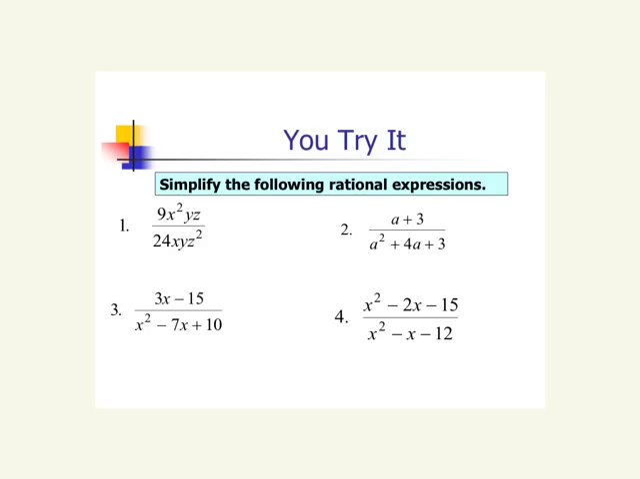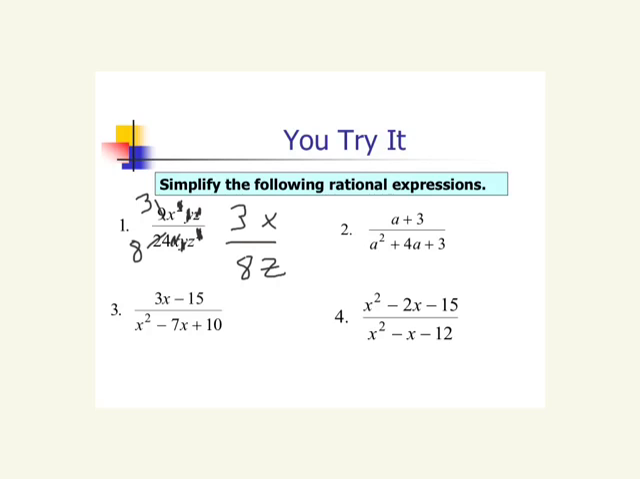The 9 and 24 have a common factor of 3, so 9 divides by 3 3 times, and 24 divides by 3 8 times. This x in the denominator divides out with one of the x's in the numerator. The y's divide out, and this z in the numerator would divide out with one of the z's in the denominator. So my answer is 3x all over 8z.